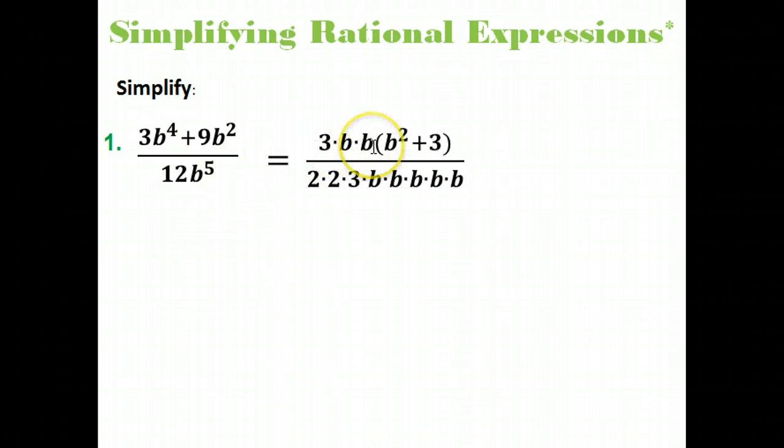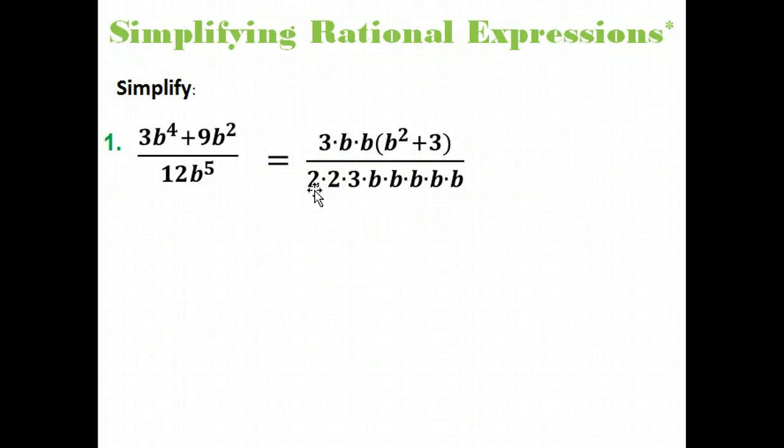So here's my 3b squared that I factored out up top, and that leaves me on top with b squared plus 3. Okay, 3b to the fourth, if I take 3b squared out, it just leaves me with b squared. And 9b squared, if I take 3b squared out of it, it just leaves me with 3. Now I have this pretty much completely factored.